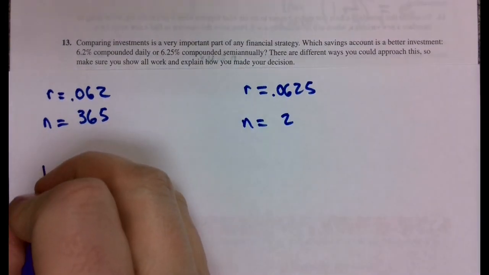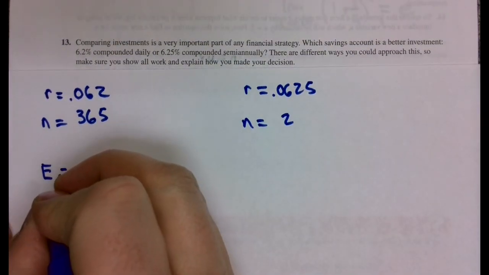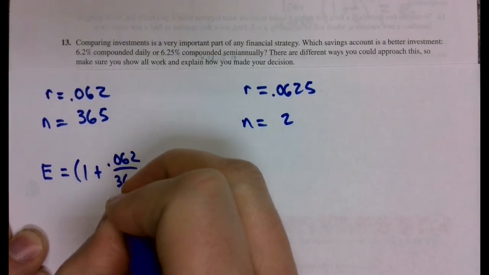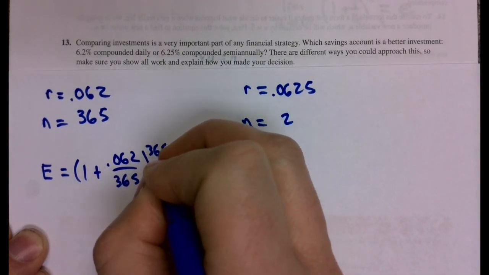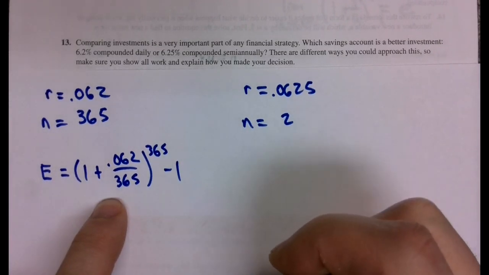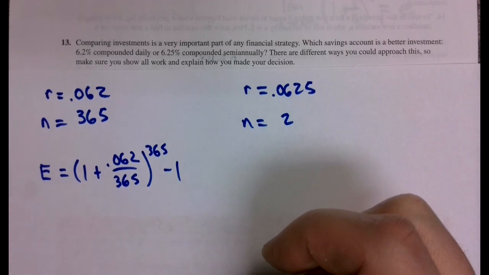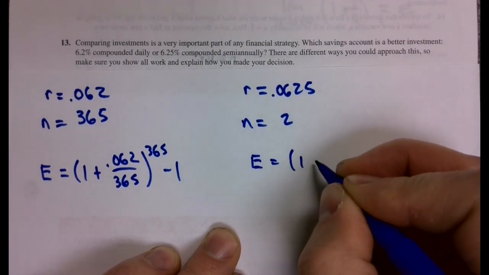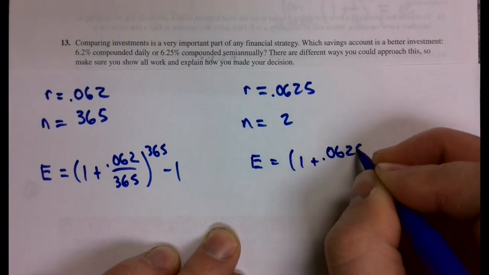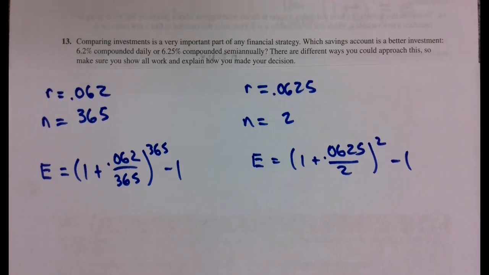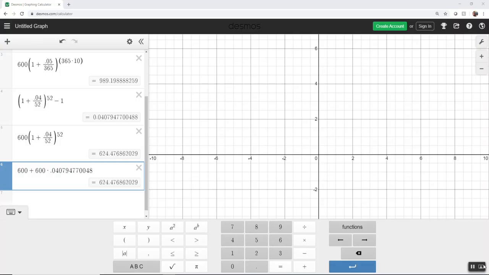So with the effective interest rate, we're just going to plug each of those in. So 1 plus 0.062 divided by 365, raised to the 365, minus 1. We'll get what that value is. This will be an equivalent simple interest for a 1-year period. And then the same thing over here. 1 plus 0.0625 divided by 2, raised to the second power, minus 1. Let's see what these look like in Desmos.